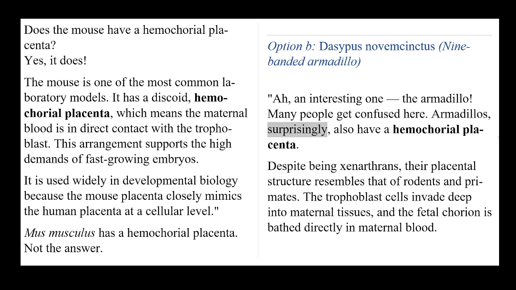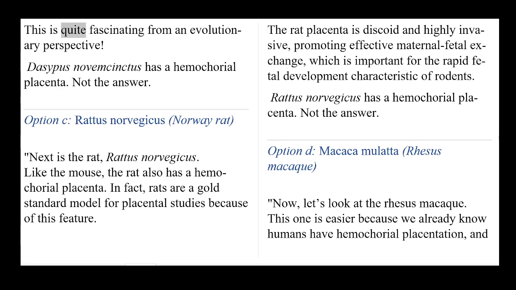Armadillos, surprisingly, also have a hemochorial placenta. Despite being xenarthrans, their placental structure resembles that of rodents and primates. The trophoblast cells invade deep into maternal tissues, and the fetal chorion is bathed directly in maternal blood. This is quite fascinating from an evolutionary perspective. Dasypus novemcinctus has a hemochorial placenta. Not the answer. Option C, Rattus norvegicus, Norway rat.